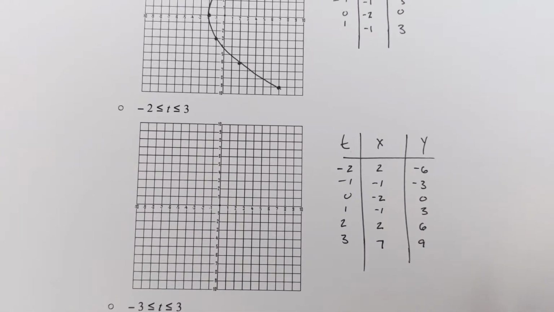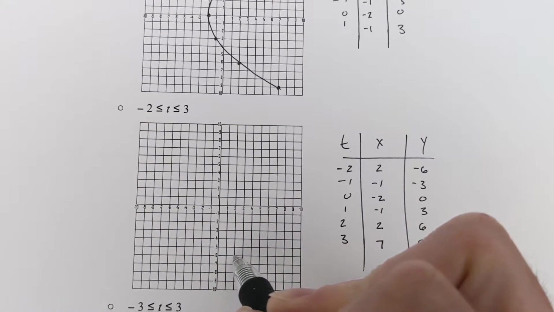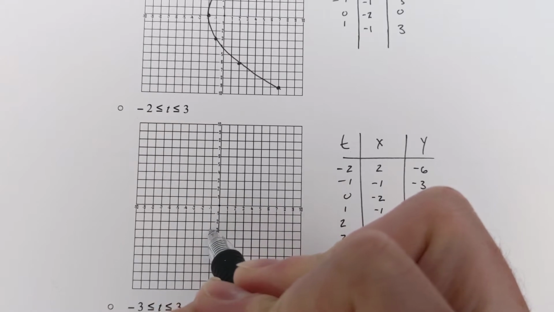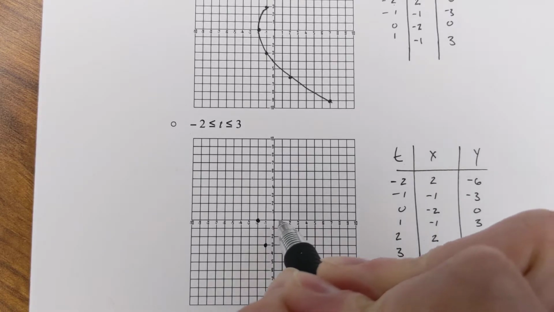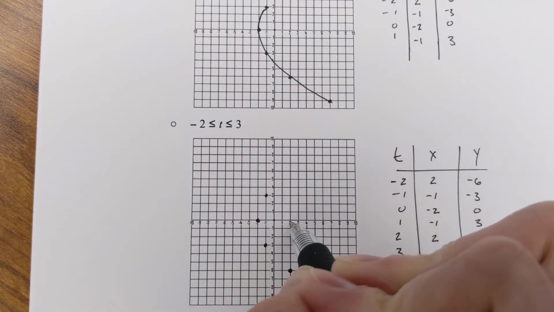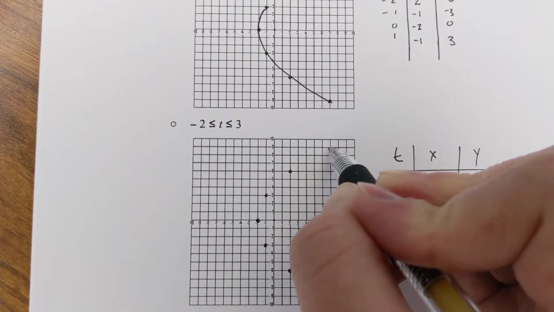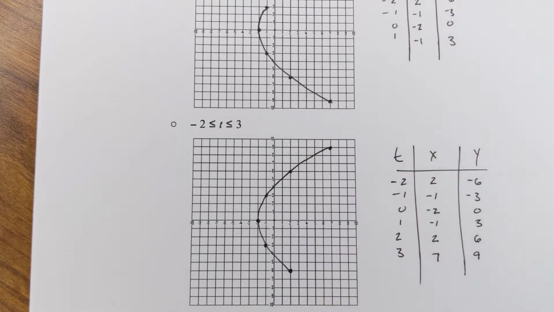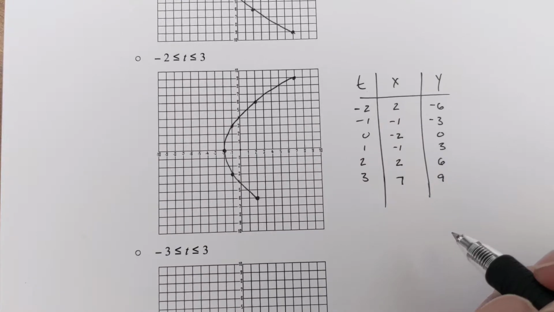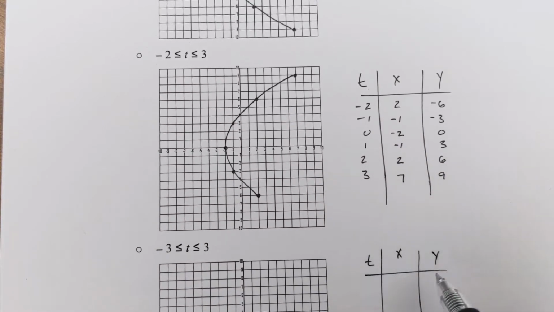And then just plot your points again. So let's see here. 2, -6, -1, -3, 0, -2, or -2, 0, -1, 3, 2, 6, and 7, 9. And then connect your dots. Looks like that. And then the last one, which I think we've actually done all of the points already for.